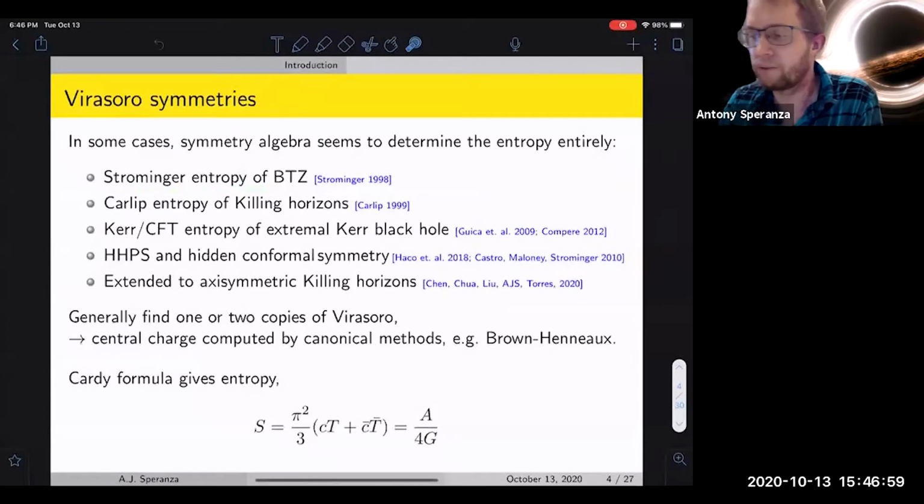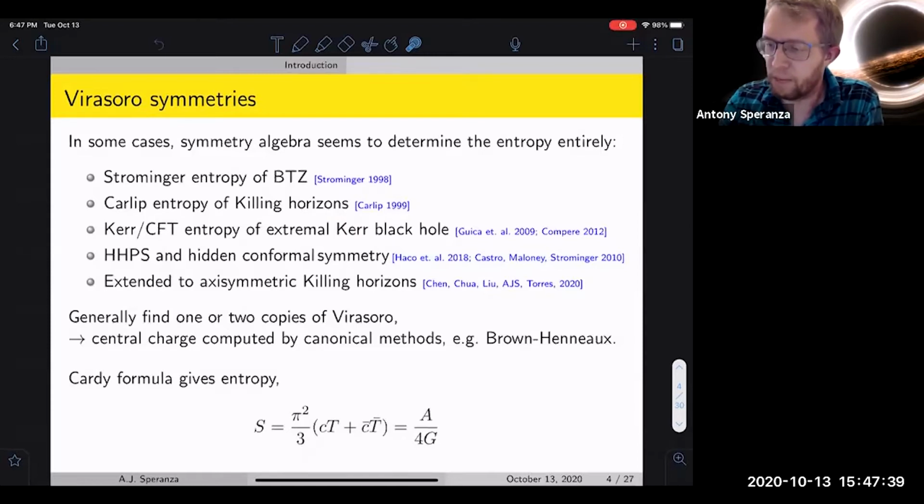It's well known for asymptotically AdS3 spacetimes. He found the Brown-Henneaux central charges can be computed. And Strominger noted that when you apply the Cardy formula with those central charges, you reproduce the BTZ black hole entropy. Strominger also mentioned in this work that he thinks anytime there's a near horizon AdS factor, you could do something like this. And Carlip showed fairly explicitly that you can do this for pretty arbitrary Killing horizons.